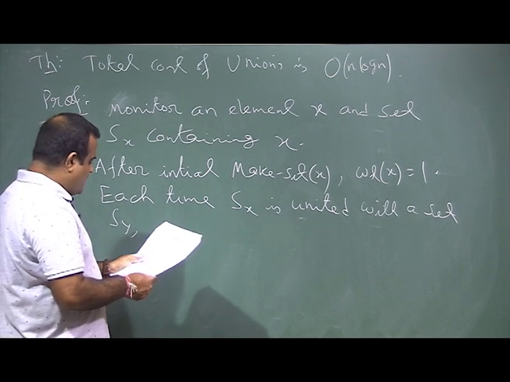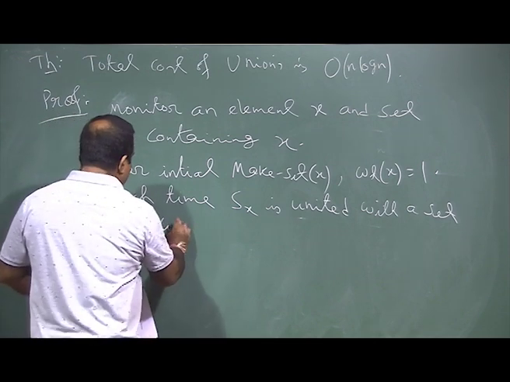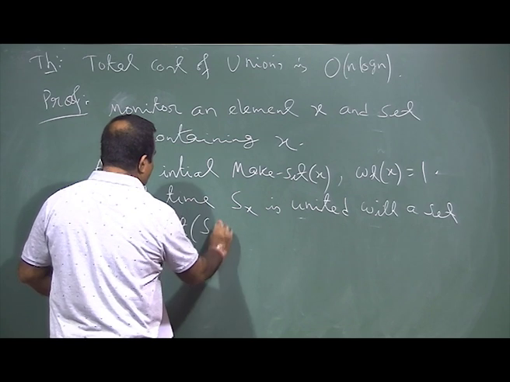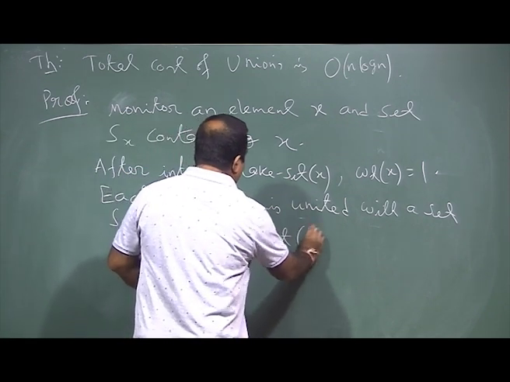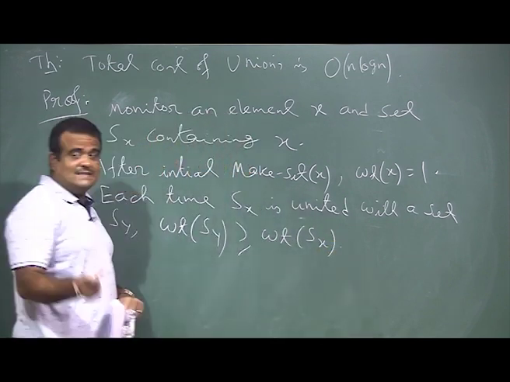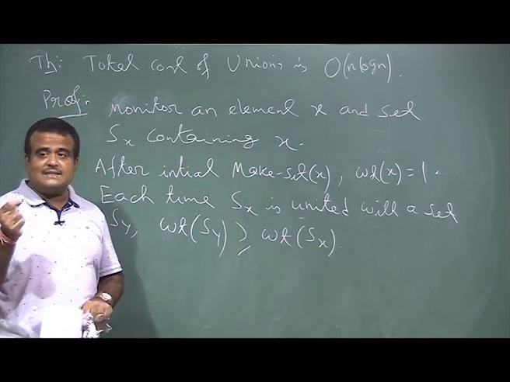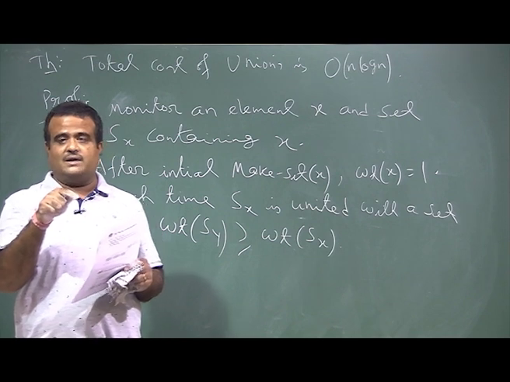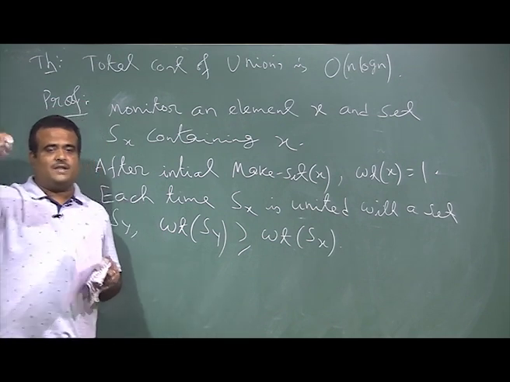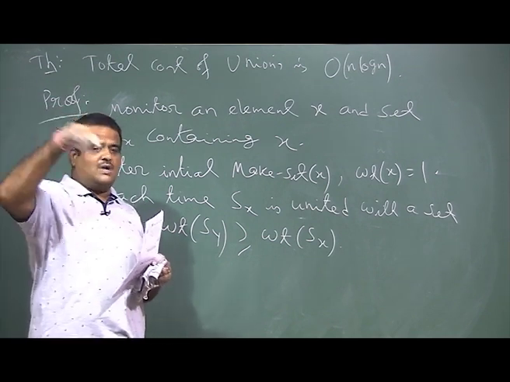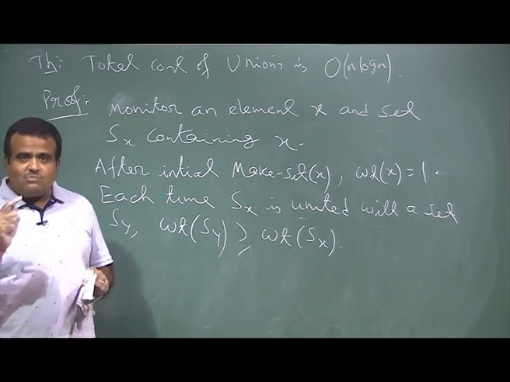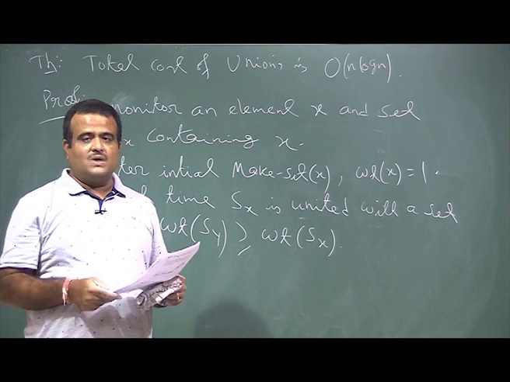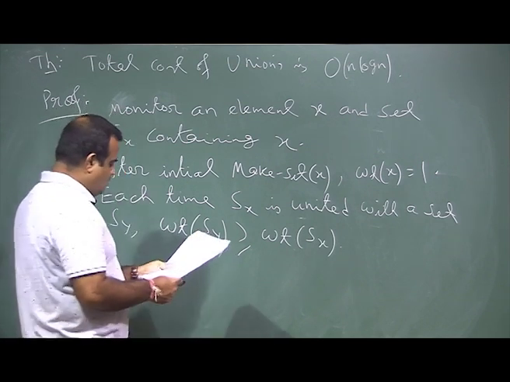That is the idea. So, if the weight of S_y is greater than the weight of S_x, then S_x is smaller, and S_x is going to merge with S_y. Then we change all the pointers of the elements of S_x to the representative pointer of S_y, and we pay 1 to update each.